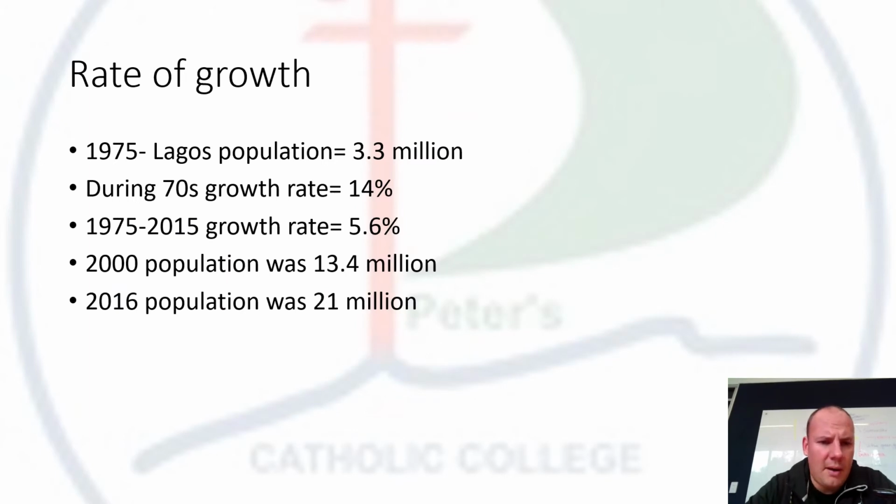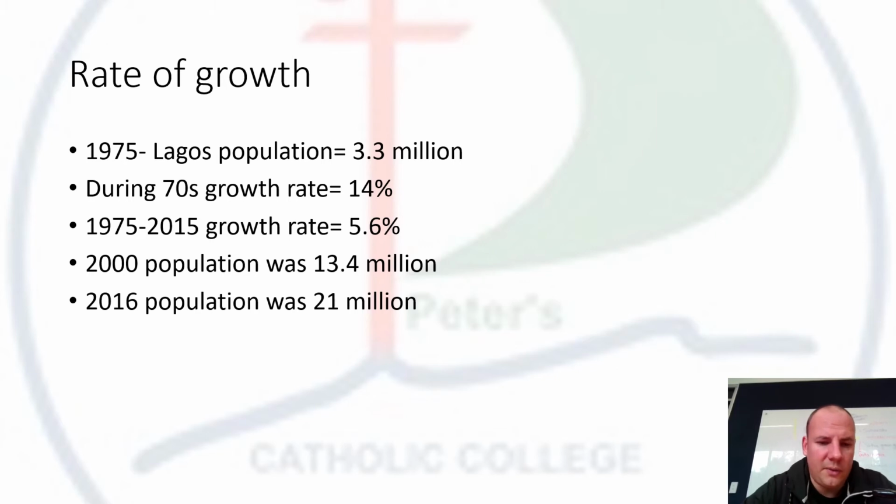So let's have a look at the rate of growth. In 1975, Lagos's population was about 3.3 million. During the 70s, the growth rate was actually 40%, and between 1975 and 2015, the growth rate was 5.6%. The population in 2000 was 13.4 million.